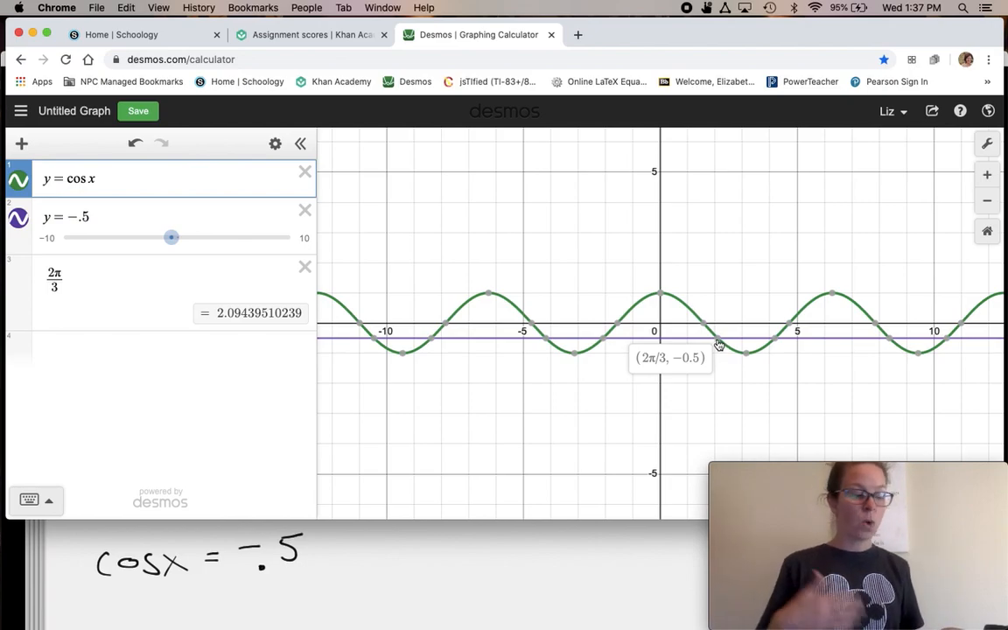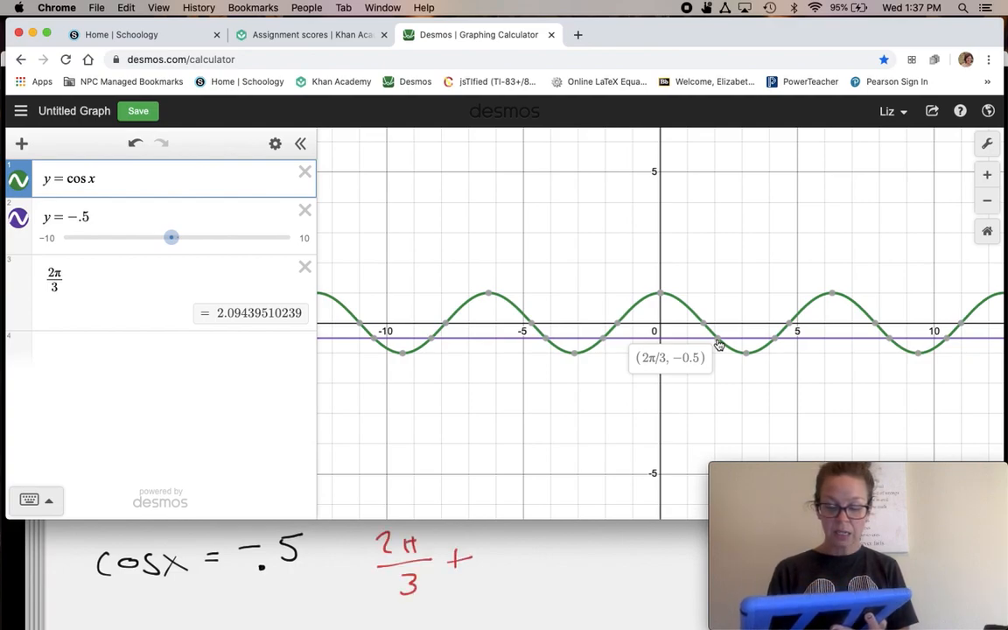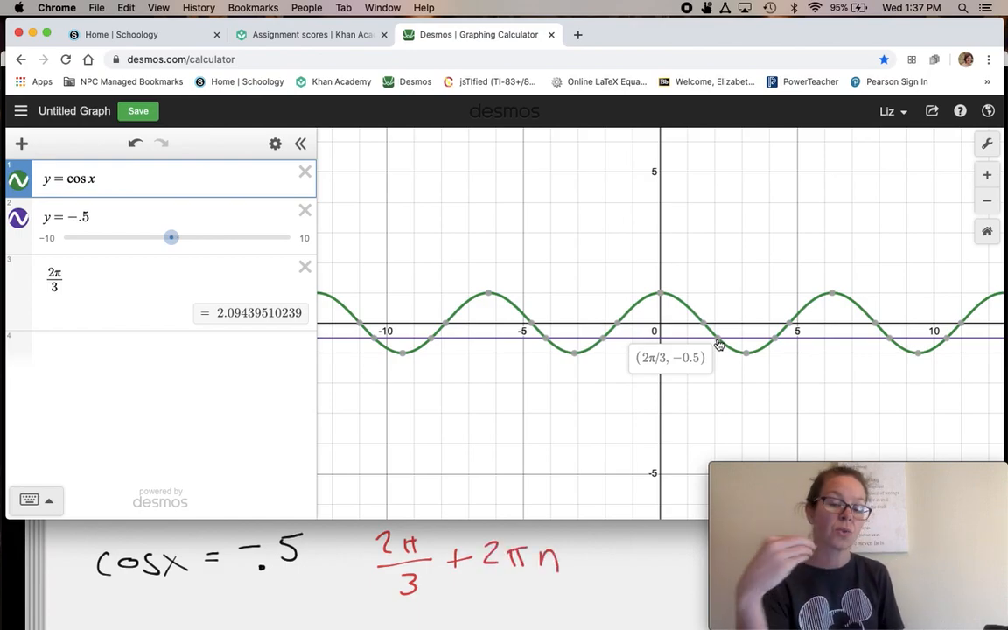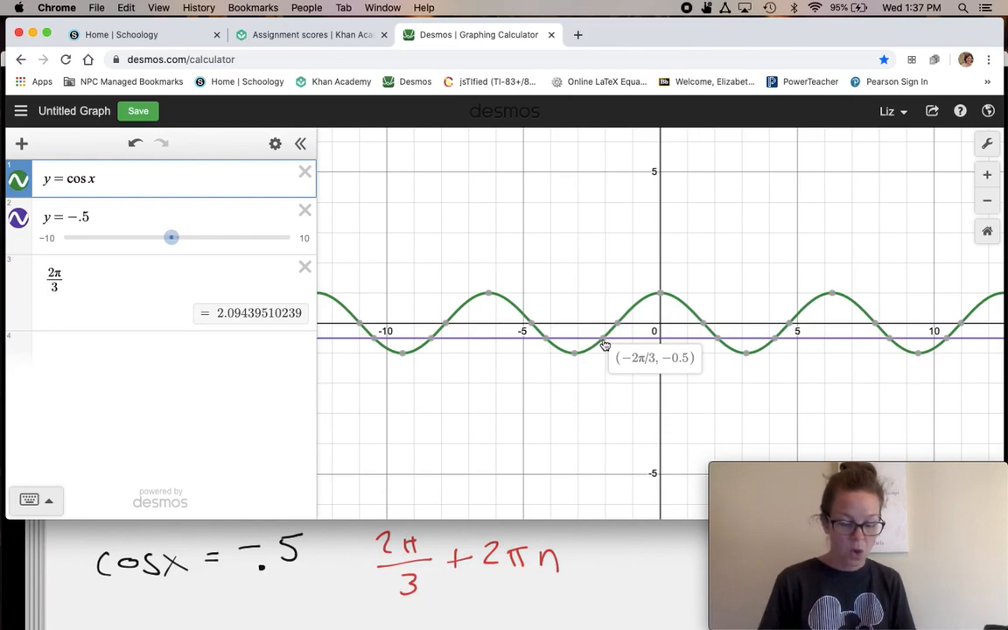And then we'd want to say, well, what are the other answers? Where else do these answers show up? They show up every circle, right? And if we're measuring in radians, then that is plus 2 pi. So we're going to say 2 pi n. Instead of saying 360 n, we're going to say 2 pi times n, because 2 pi makes a radian circle. 360 makes a degree circle. And, well, here's another one, and it's at negative 2 pi over 3. So we could also have a second answer at negative 2 pi over 3 plus 2 pi n.